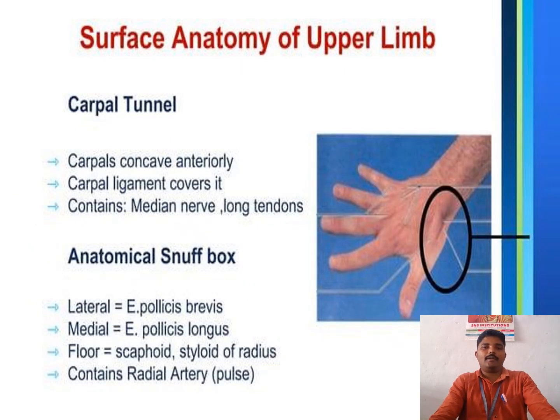Then the carpal tunnel. The carpal tunnel is concave anteriorly and is covered by the flexor retinaculum, containing the long flexor tendons and the median nerve. Then the anatomical snuffbox. Laterally the extensor pollicis brevis is attached. Medially the extensor pollicis longus is attached. The floor is the scaphoid and the styloid process of the radius. The content of the snuffbox is the radial artery, and we check for the radial pulse in this area.